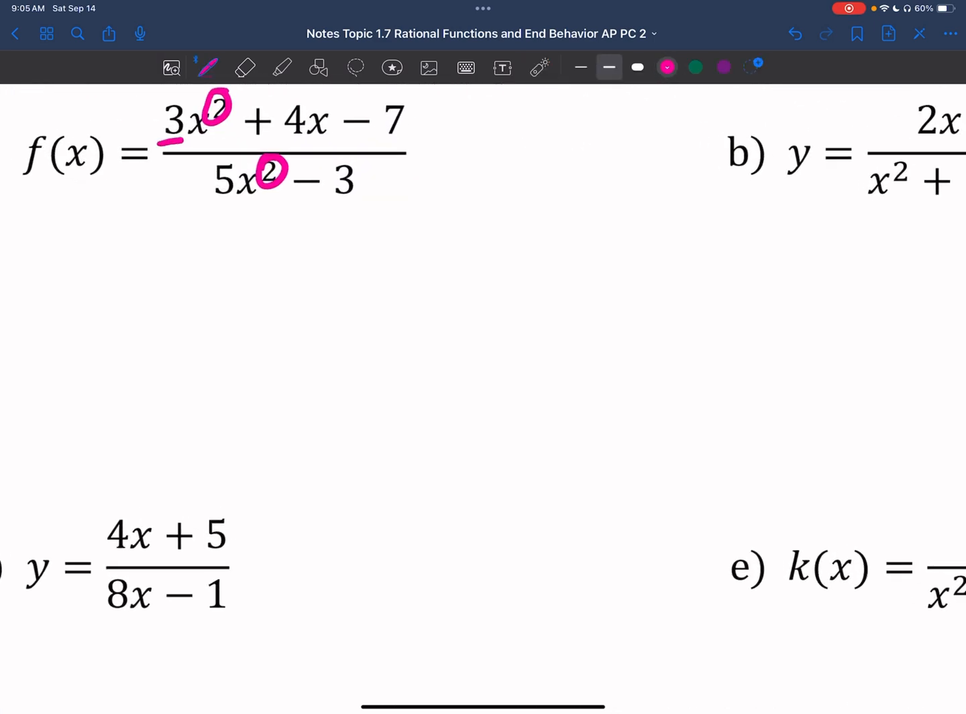My leading coefficient for my numerator is 3. The leading coefficient for my denominator is 5. So I'm going to divide them. And again, it has to be in the form of an equation. So in this case, it's going to be y equals 3 over 5.